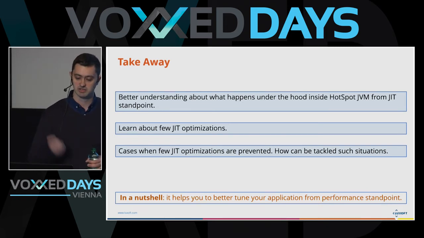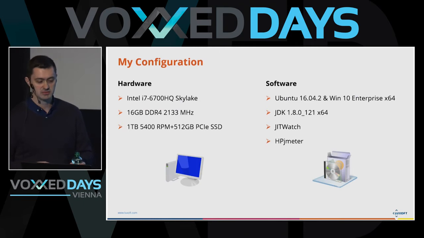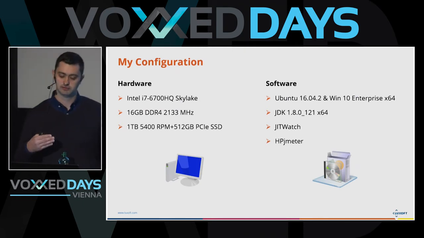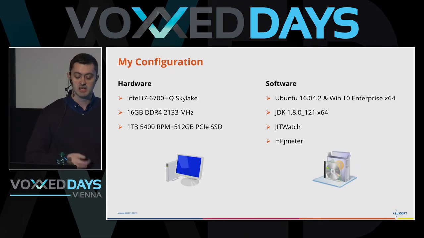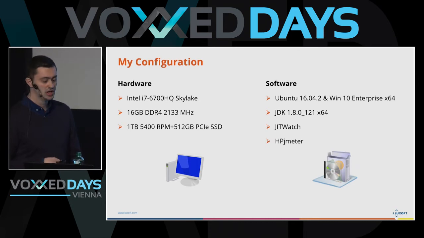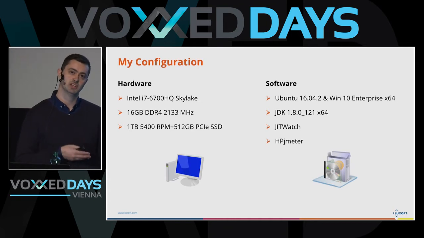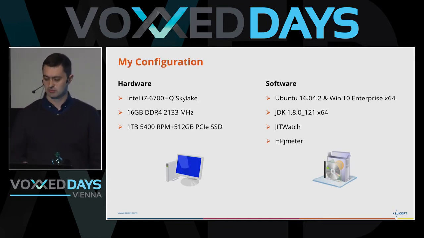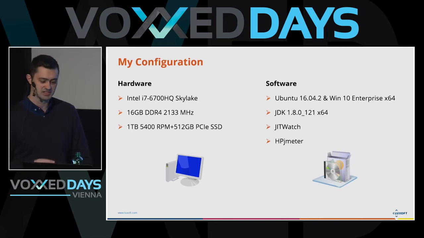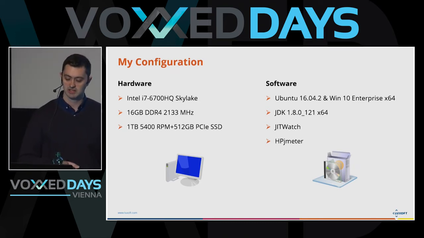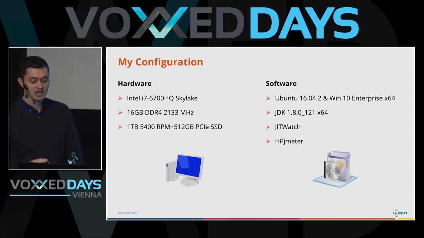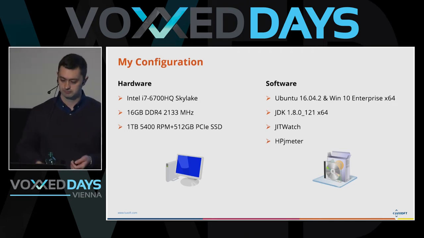A few things about my configuration, because during this talk we'll go through a lot of tests. From the hardware perspective, I was using an i7 Skylake processor with 16 gig of RAM. From the software perspective, all of the tests were done on Ubuntu, but of course I also used Windows just for the sake of this presentation. The JDK was the last official one, 1.8.0 update 1.1, and I was using the JITWatch tool and JMeter just to prepare the talk.